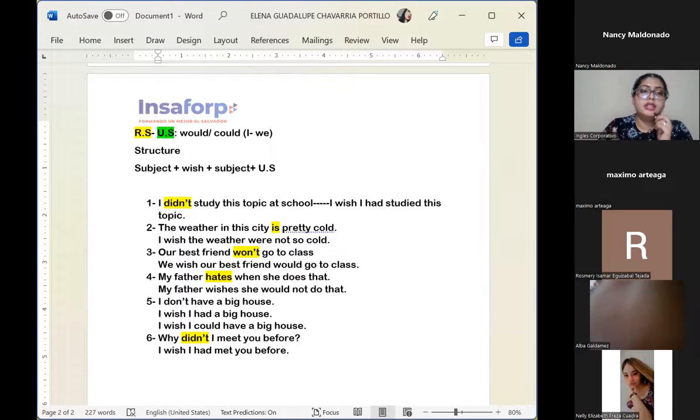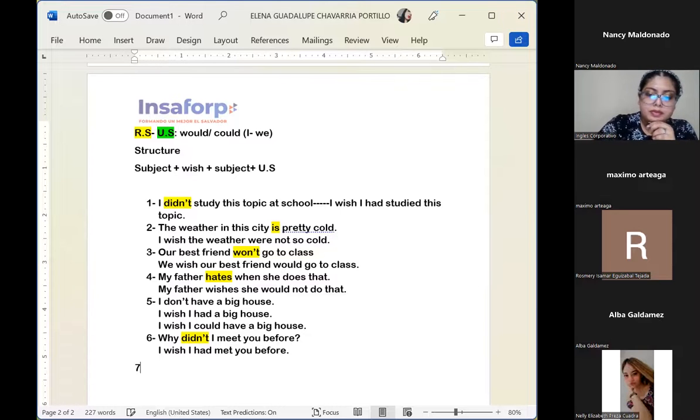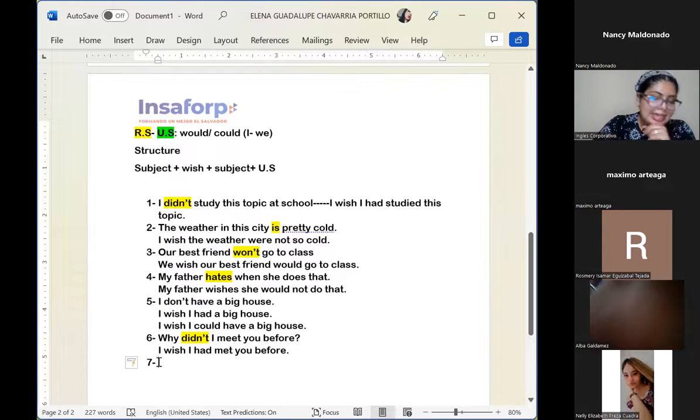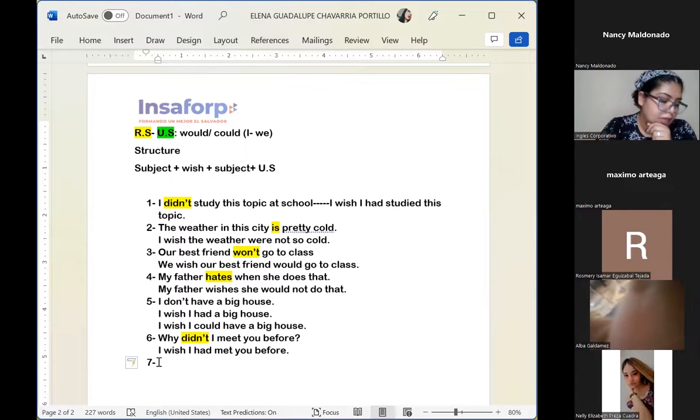And also we need to have our list of verbs because we are going to use it for this kind of sentence. So we need to remember all the structures. But we are going to see these structures again in the other topic that we have for this week. So we are with the number 7. And I think we're going to end these examples just on time.